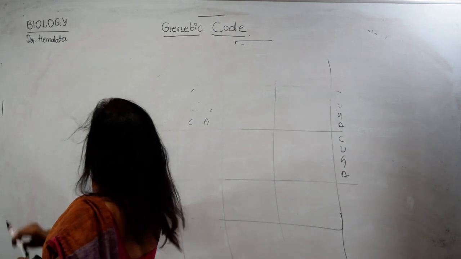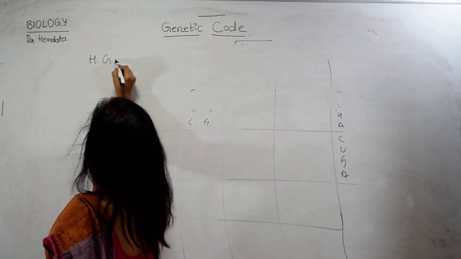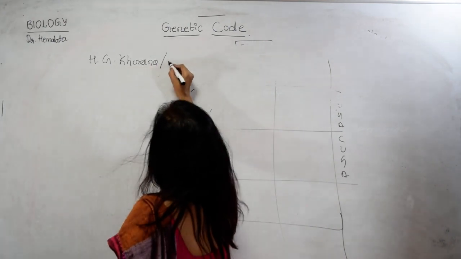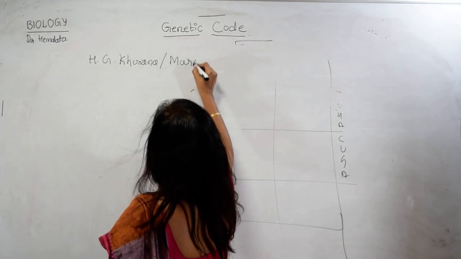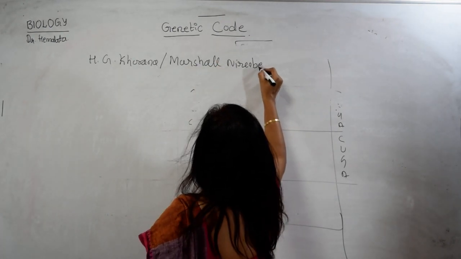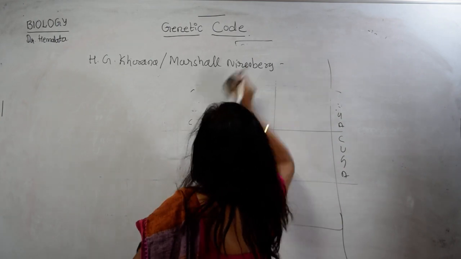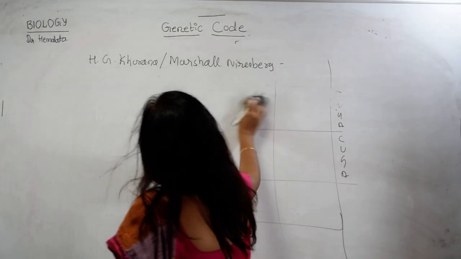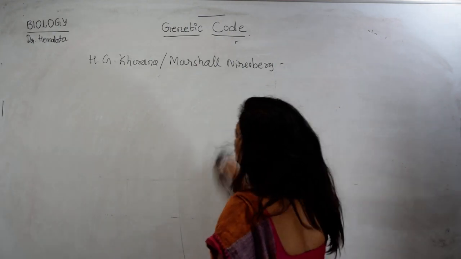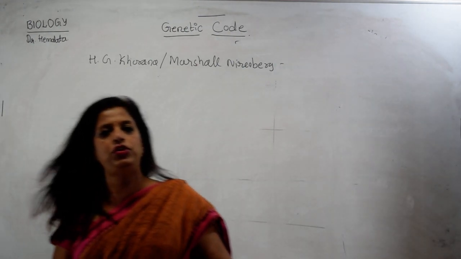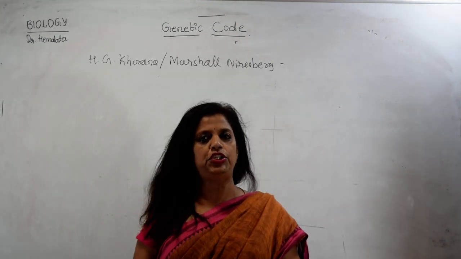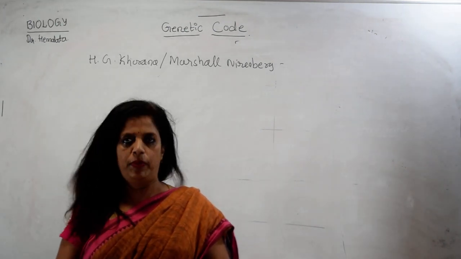This was given by the scientist H.G. Khorana and his guide Marshall Nirenberg in 1968. They discovered the coding language as triplet coding language, and for that they won the Nobel Award. H.G. Khorana, Marshall Nirenberg and Robert Holley, three people, shared this Nobel Award.